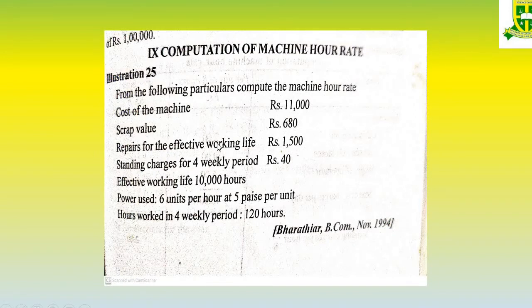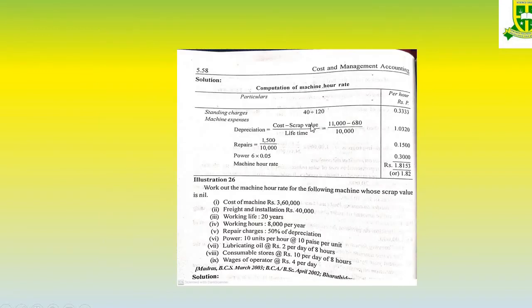The next one is standing charges for the 4-week period. 4 weeks is nothing but a month. They have given 120 hours for the 4-week period. So 40 divided by 120, which will be the standing charge 0.33.